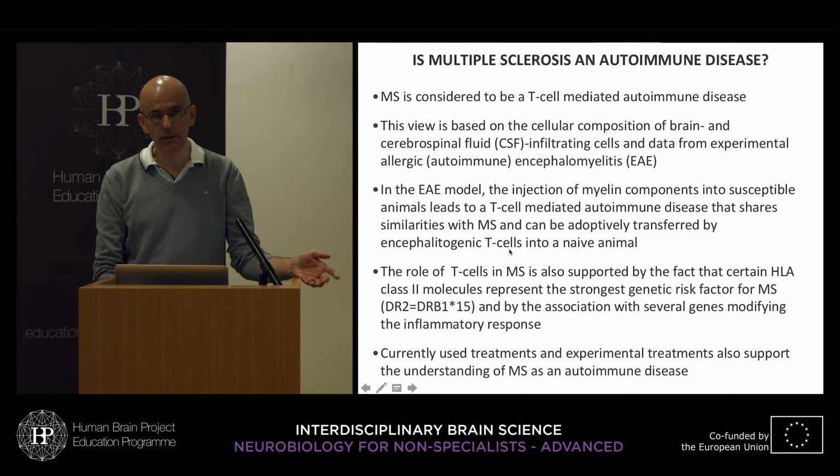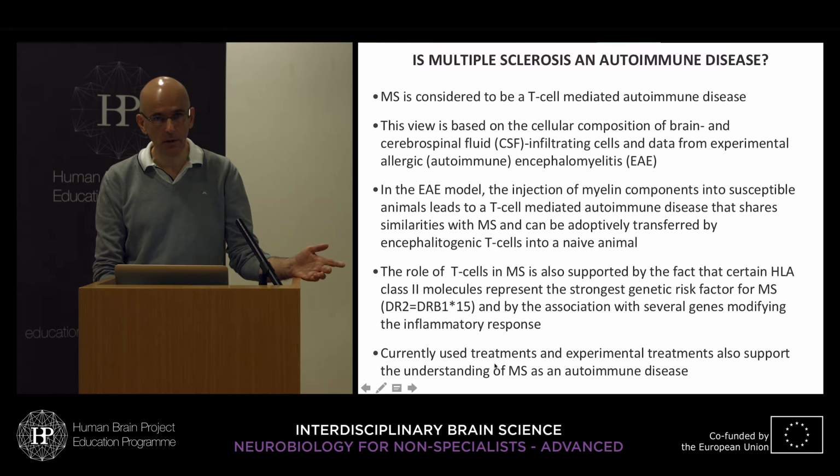There are also several genetic studies which support the role of T-cells in MS, genetic association studies which show that the strongest genetic link for multiple sclerosis is a specific HLA class II allele, the so-called DR2 or DRB1*1501 allele. And there's also association with several genes of the inflammatory response, but not of the nervous system or neurodegenerative processes.